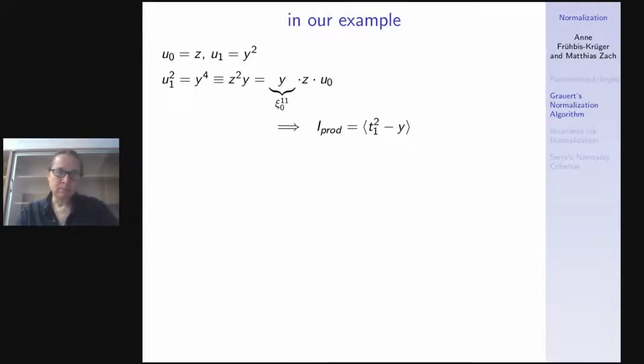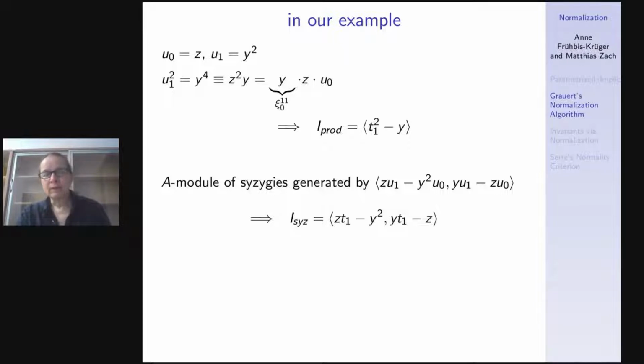Now, in our example, of course, we don't need to take any product with u0 because t0 is 1. So the only thing we need to compute is u1 squared. That's y squared squared. And with our relation z squared minus y cubed, this is the same as z squared y. So we have y times z times u0. And this gives us, for the product contribution, t1 squared minus y, because our y is our psi 0,1,1.